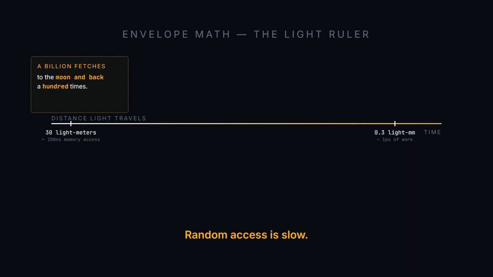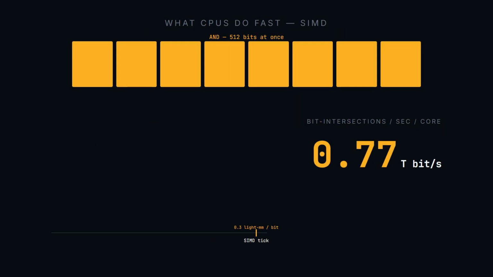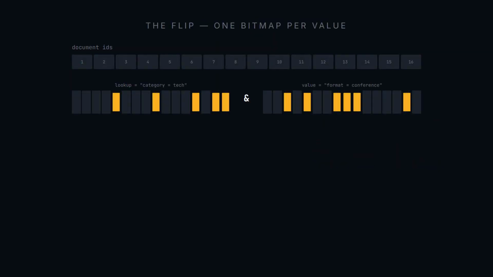Random access is slow. What are CPUs fast at? Bit arithmetic and vector execution. 3 instructions do almost all the work. A 512-bit vector AND reads 2 operands and produces a result. A pop count counts the ones in 64-bit words. A vector add adds 2 vectors. A modern core issues about 1.5 billion of these per second. Multiply by 512 bits and you get roughly 1 trillion bit intersections per second per core, a third of a light millimeter per bit.